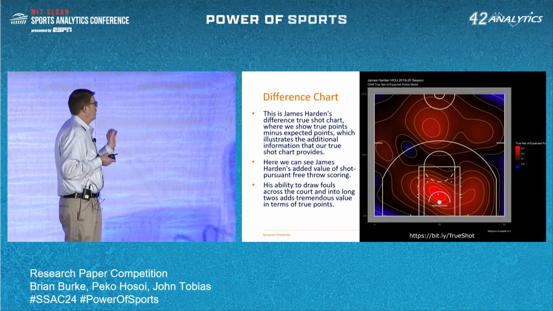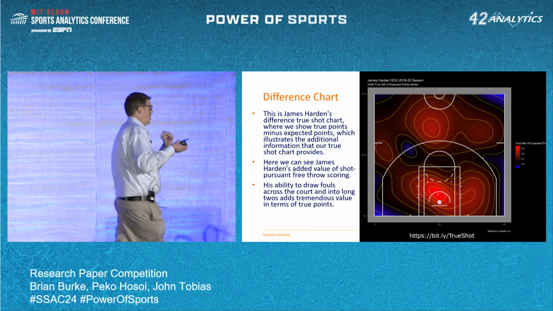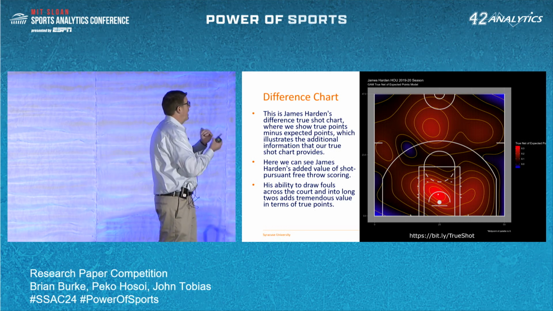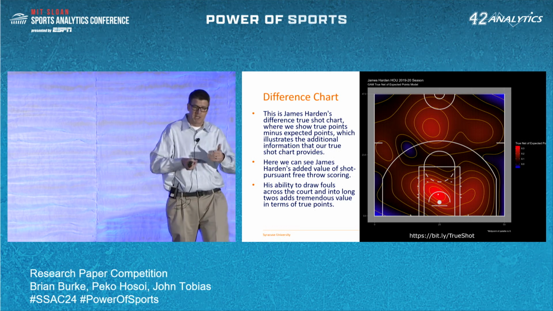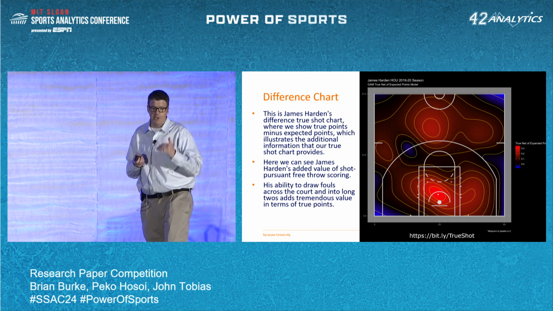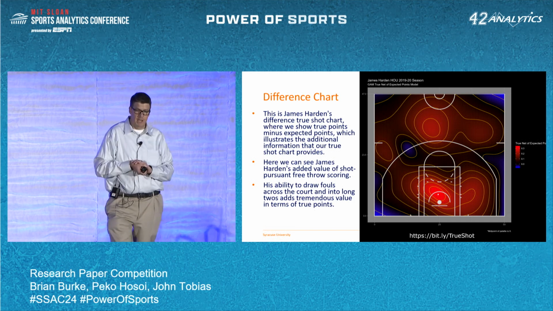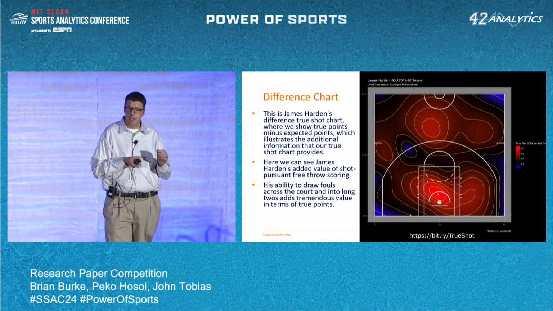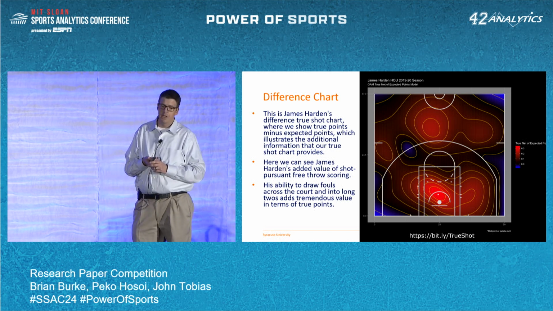So this difference chart is just taking the difference between our true shot chart and the traditional shot chart. And what we're seeing is it's just the value added of free throws. And again, this is James Harden's 2019-20 season. And we can see here James Harden's added value of shot pursuant free throw scoring throughout the mid 2s and long 2s. His ability to draw fouls across the court and into long 2s adds tremendous value in terms of true points.